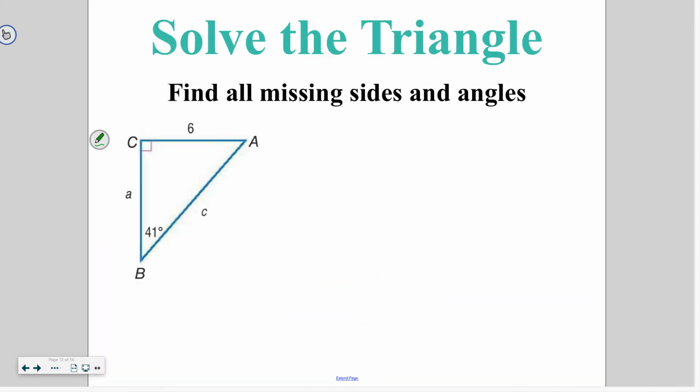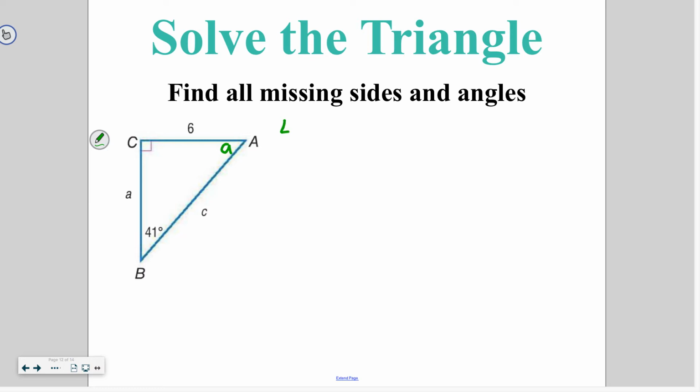Last thing that you'll be doing in this section is solving the triangle. This means that you need to find all three angles and all three sides. In this case, the easy thing to start with is to find the missing angle. We know that triangles have to add up to 180 degrees. So right now I am missing angle A, and I have the other two.